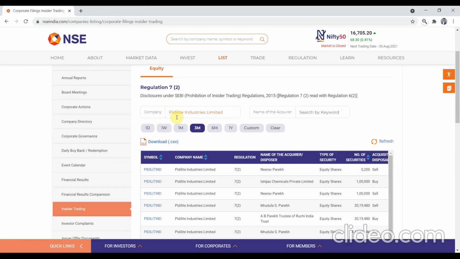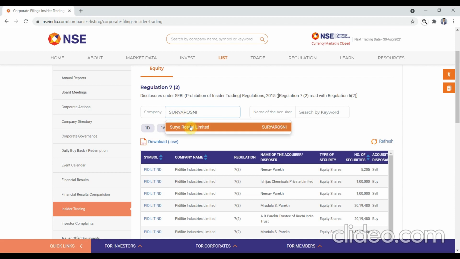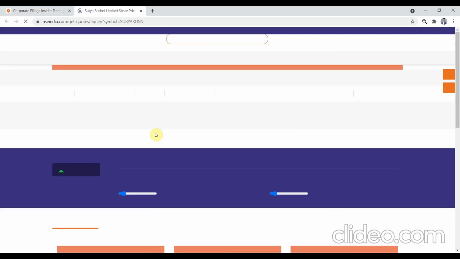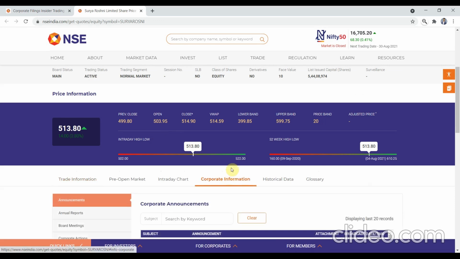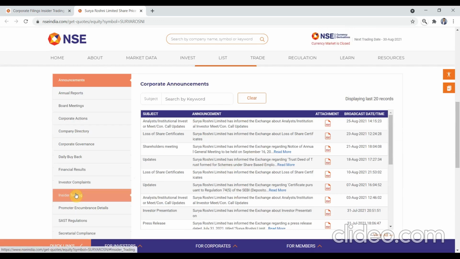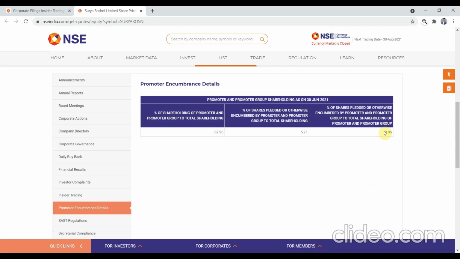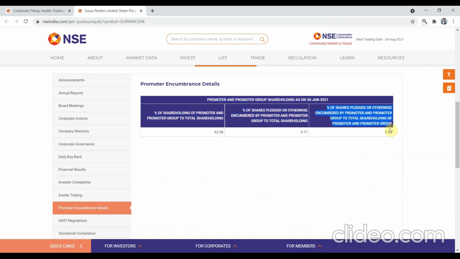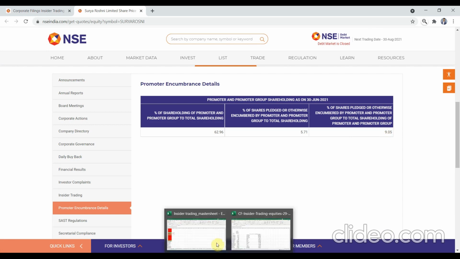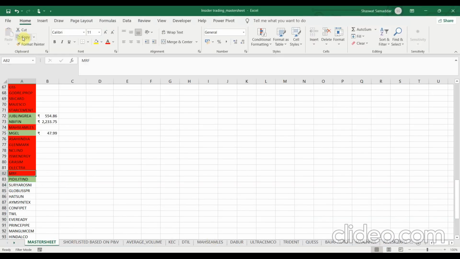Next one. Paste the company name. Click on the symbol. Go to corporate. Let's check the promoter encumbrance. Okay, so as you can see, the pledging in this particular share, you can find it in the third column. The pledging is greater than 0%. So according to our rules, it should be 0. So I'll be skipping this particular stock too. I'll mark it as red. Moving on.